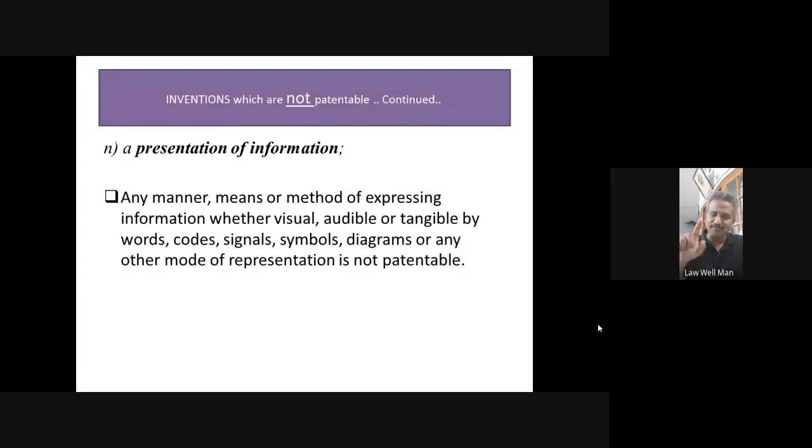When you say APPLE, when you say A, when you have a triangle-like thing and you have a line across, you call that code as A. That's a code in a way, and the circle is pronounced as O. So that is another coding. So all these, I was just giving very simple examples, but visual, audible, tangible, any words, codes, anything, these are all presentation of information which are not entitled to patent.